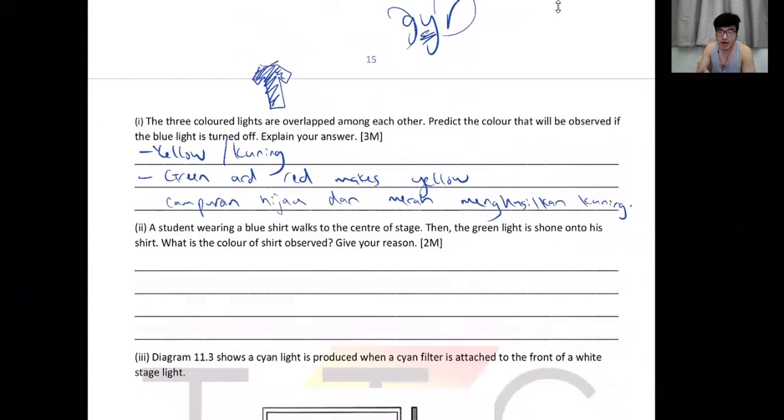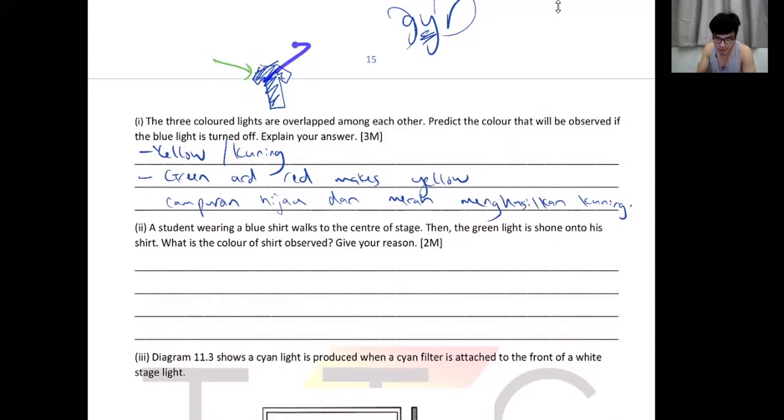Because blue will absorb any color, but blue doesn't absorb blue. Like I said, why is a tree leaf green? Because tree leaves absorb all color besides green. So if you give green light to the shirt, will the shirt absorb green? Yes. The shirt will not absorb blue, but every other color it will absorb. So this shirt will absorb this green away.